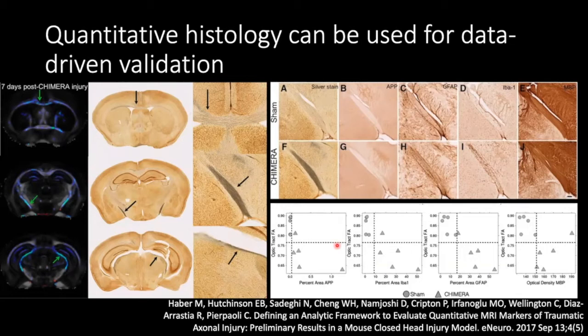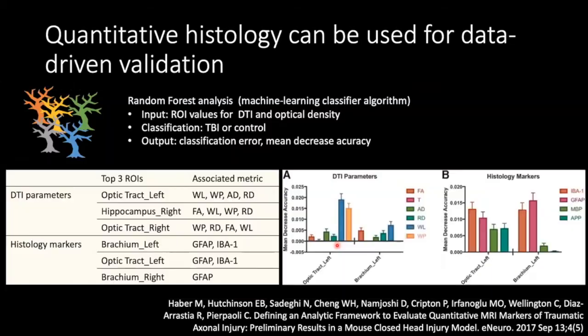Instead of running a correlation analysis, though, you can take this same type of quantitative data and feed it into a machine learning classifier algorithm. In this case, this is a random forest analysis, and you ask it to classify TBI versus not TBI based on your inputs, and come up with either classification error, where histology performed only a little bit better than diffusion in this study, or which metrics are the most important for prediction, and so on. And that data is shown here. So this is the other way I think quantitative imaging of histology can be useful.